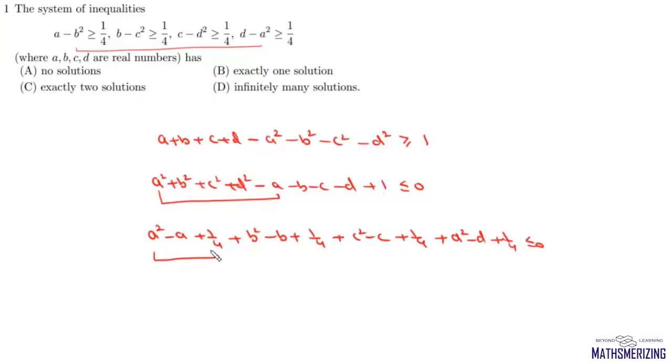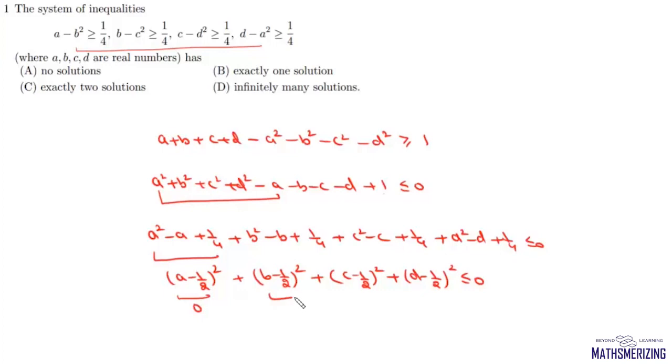Now this is a square plus b square minus 2ab, so it will be (a minus 1 by 2) square. In the same way, it will be (b minus 1 by 2) square, (c minus 1 by 2) square plus (d minus 1 by 2) square, and it should be less than or equal to 0. Now when a, b, c, d are real numbers, the sum of squares of real numbers cannot be negative. So the only option that we will have here is all these terms should be 0. So this expression will be valid if and only if all these 4 expressions are 0.